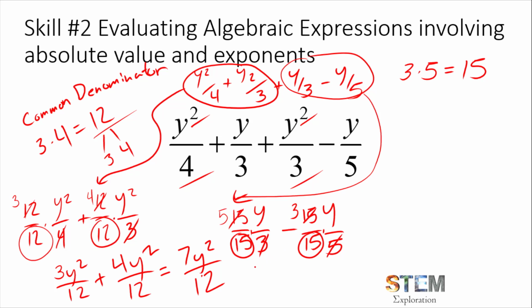And again, we can go through that same process. We can go 5y over 15, which you could simplify that out and still get y over 3. But again, we're trying to get everything with the same denominator. And minus 3y over 15. And this would give us 2y.